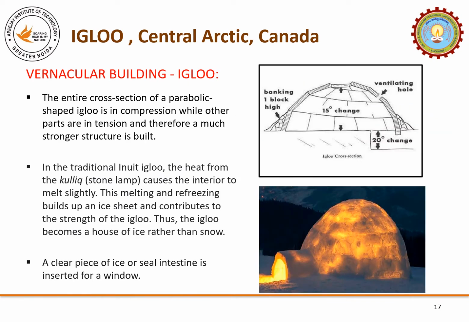The entire cross-section of a parabolic shaped igloo is in compression while other parts are in tension, so therefore a much stronger structure is built. A stone lamp is lit inside the igloo to maintain the heat inside. The heat from this lamp causes the interiors to melt slightly. This melting and freezing builds up an ice sheet inside and contributes to the strength of an igloo. Thus, the igloo becomes a house of ice rather than a house of snow. A clear piece of ice or intestines of a seal is inserted for a window.